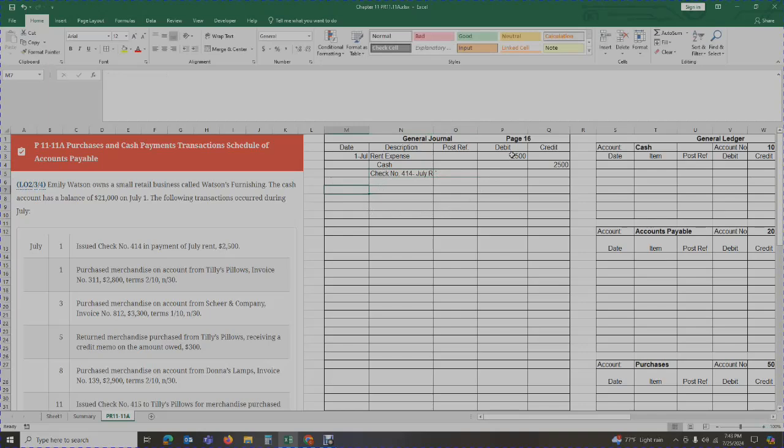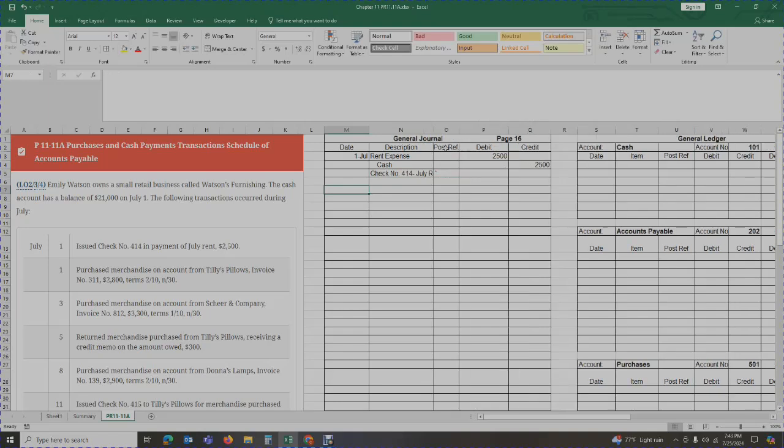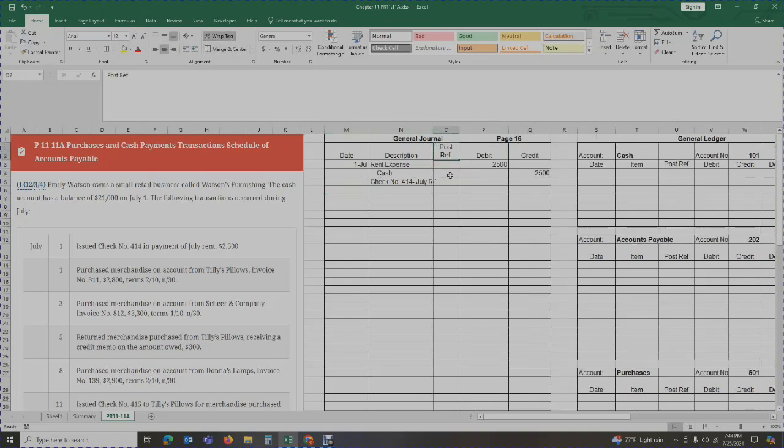Okay. So remember, debits must always equal credits, and also remember that the debits always go on top, the credits go on the bottom.